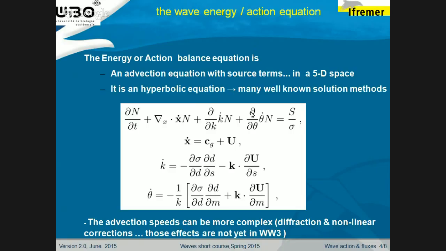Of course, the advection speed here can be a bit more complex, and usually when it's more complex because of diffraction or nonlinear corrections, and this is not in WaveWatch yet, this actually is easier to put on the right-hand side like a source term. And I think this is what is done in one, for example, the diffraction.